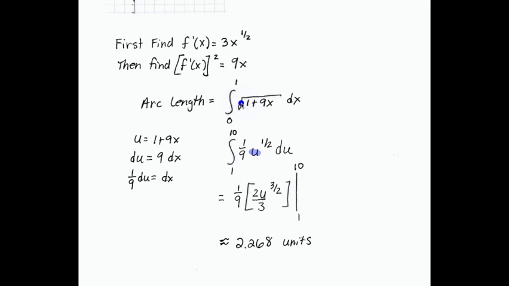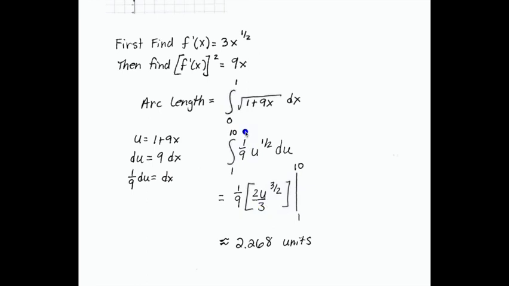And I'm going to rewrite the square root as to the power of 1/2, so that way it makes it a little bit easier to integrate. We can use the power rule for that. Okay, when I integrate, I get 1/9 times the quantity of 2u to the 3/2 over 3.